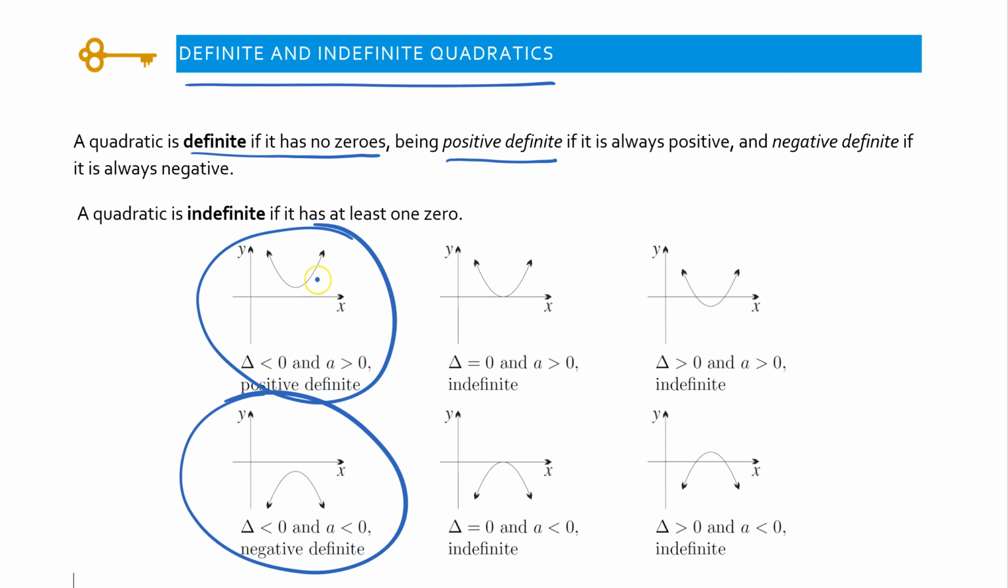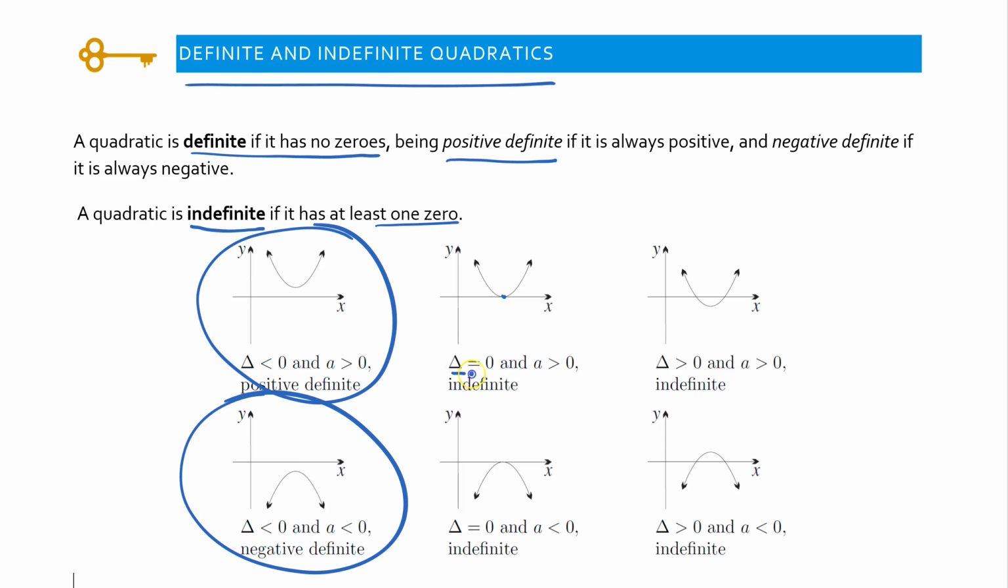So clearly, as we've seen before, this means the discriminant is less than 0, but the coefficient of x squared, a, has to be positive, greater than 0. And likewise for a negative definite. Now a quadratic is then indefinite if it has at least one zero. And you've probably already picked up that the words make perfect sense. This is positive definite because it's definitely positive for all y values. This one is indefinite because it has a value there of 0, and 0 is neither positive nor negative.